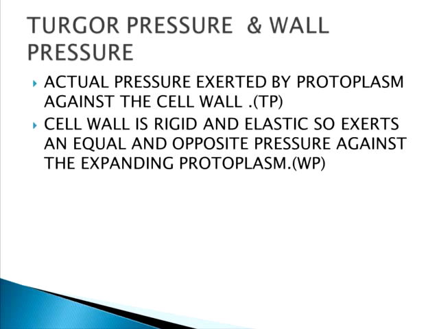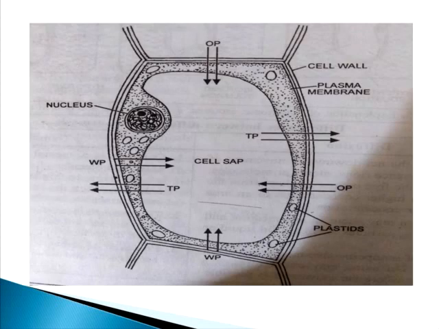Actual pressure exerted by the protoplasm against the cell wall, as you have seen in the previous diagram I have shown you. TP, outward pressure by the protoplasm. This is called TP, turgor pressure. What is it called? Turgor pressure.